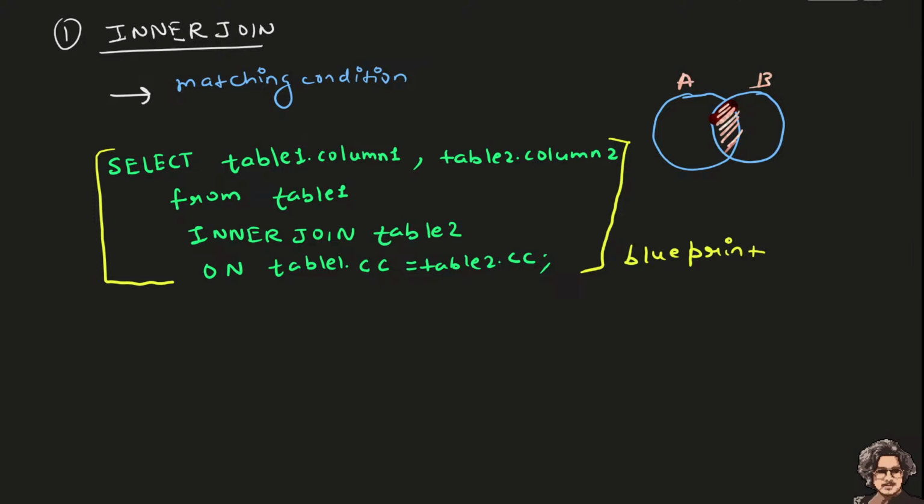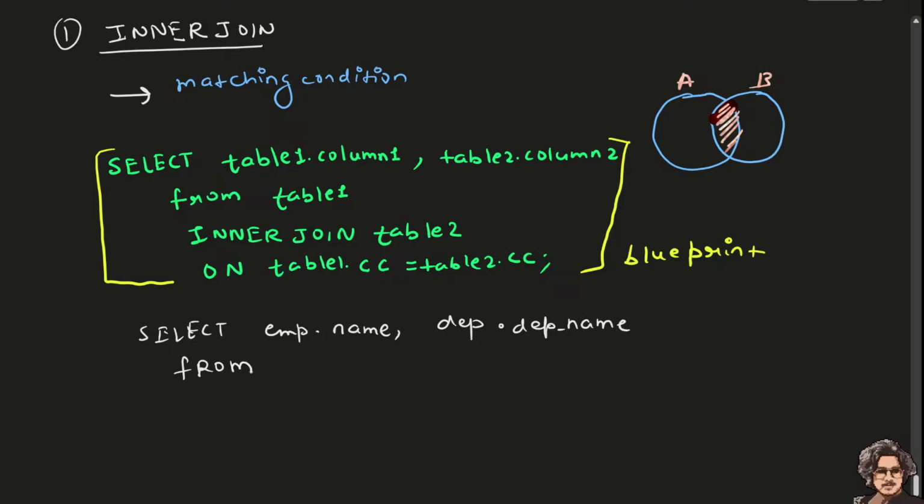Example: you can select the employee's name and department name, where the department name is found in the department table, from the employee table inner joined with department. We select what we want from the employee table, which is name, and from department, the department name. FROM the employee table, INNER JOIN the department table.